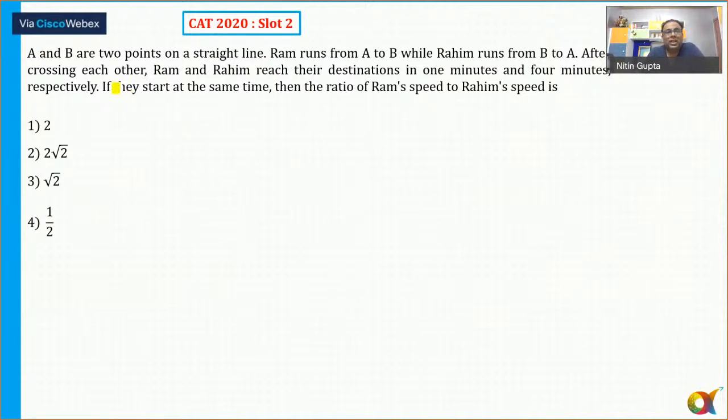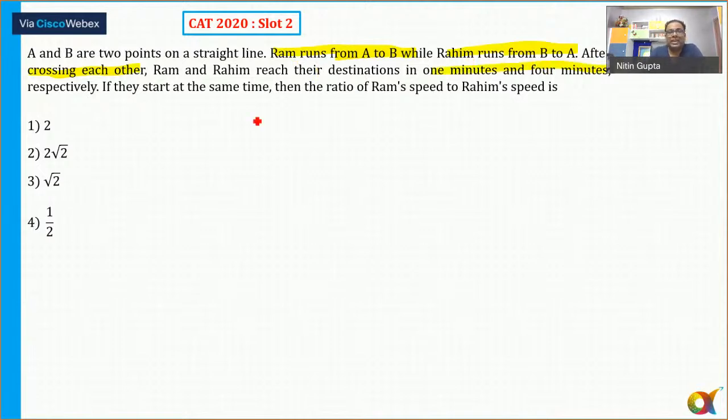A and B are 2 points on a straight line. Ram runs from A to B. Rahim runs from B to A. And after crossing each other, Ram and Rahim reach their destination in 1 minute and 4 minutes.